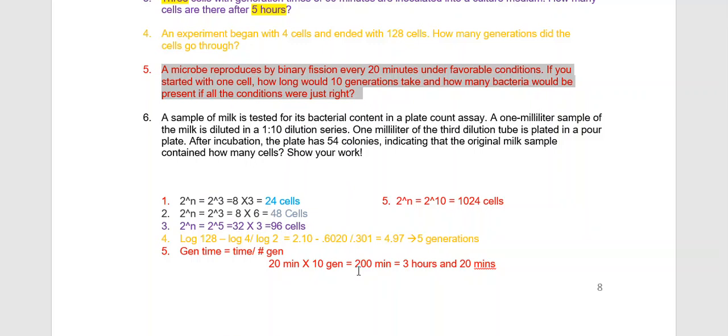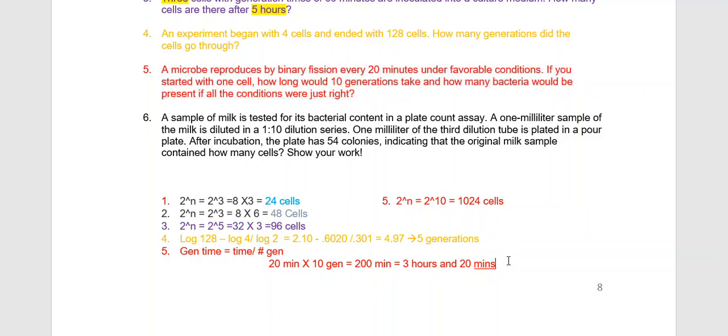So you had 200 minutes as the generation time. Then you can convert that to hours by dividing it by 60, and you got 3.33. A third of an hour is about 20 minutes, or you can just keep it as 3 hours if you want.